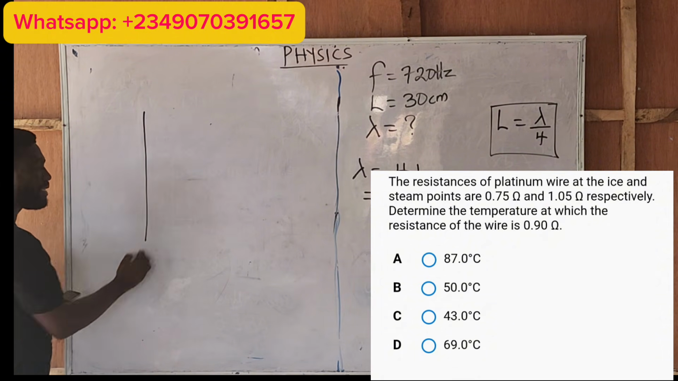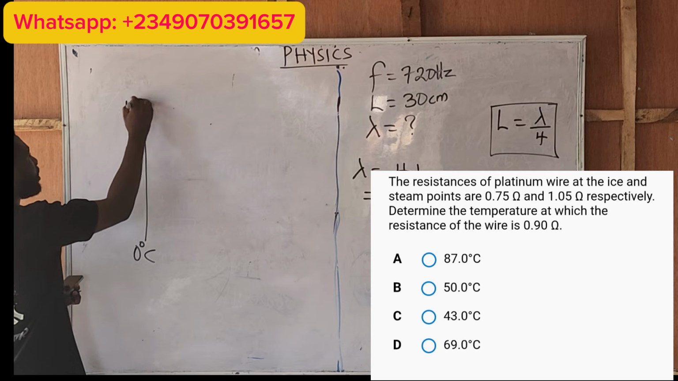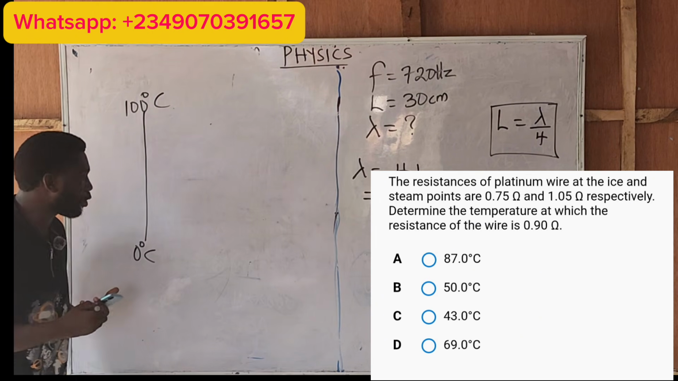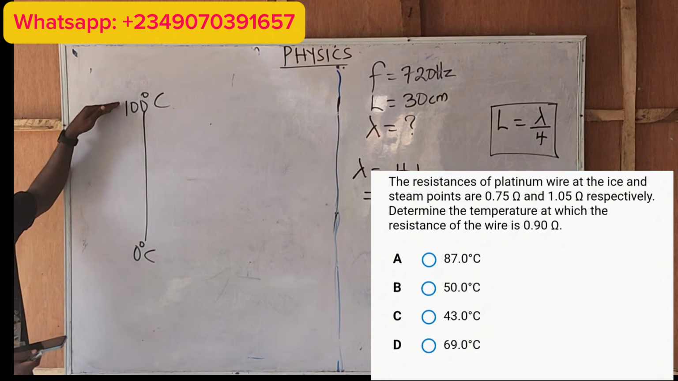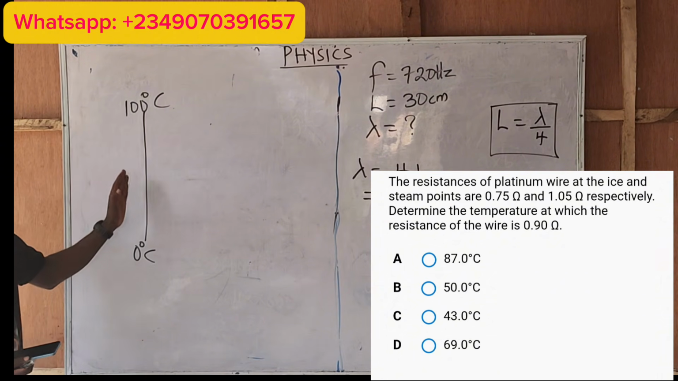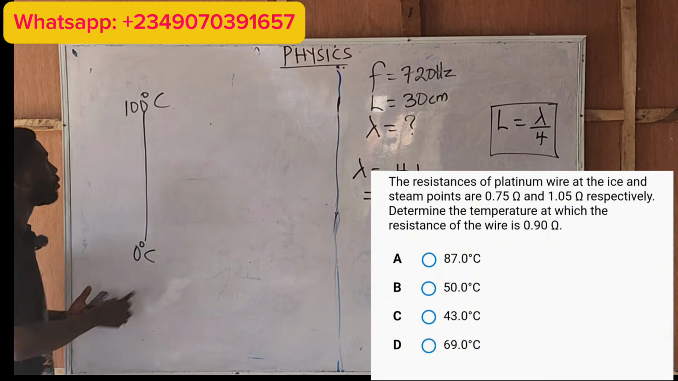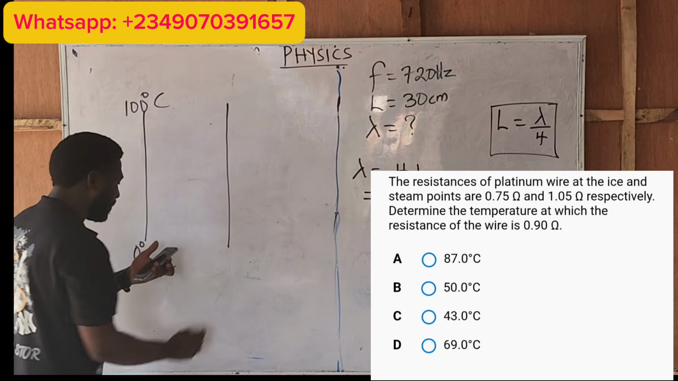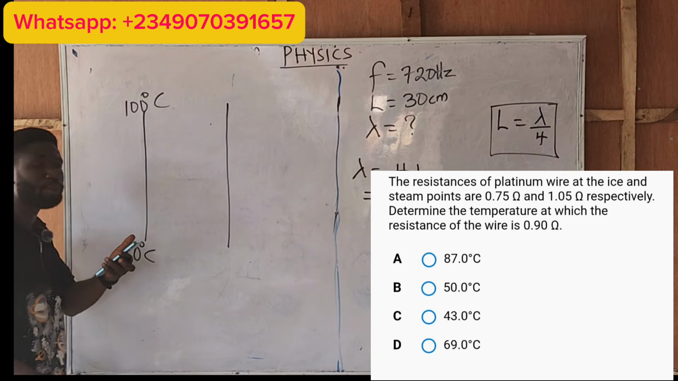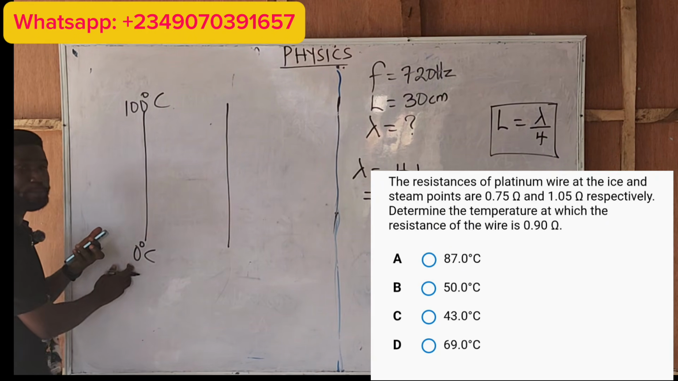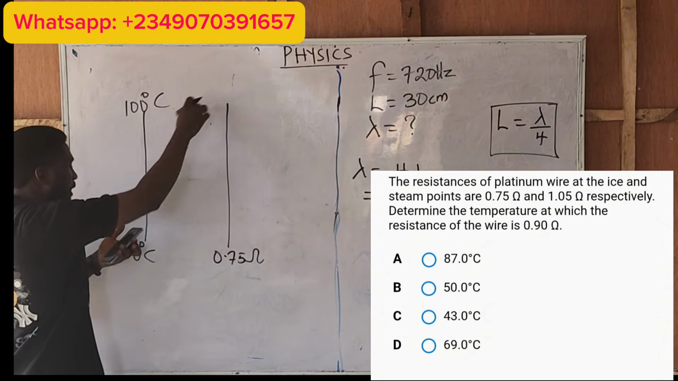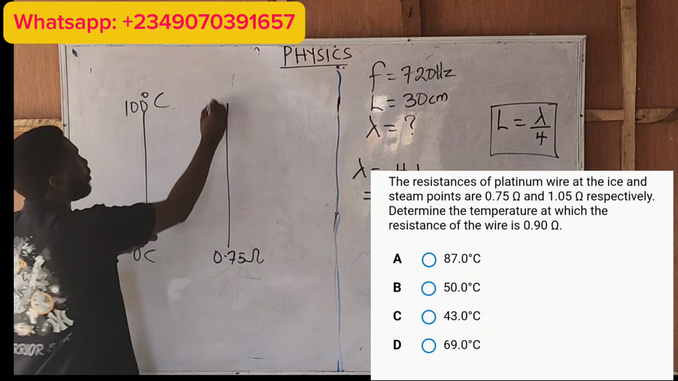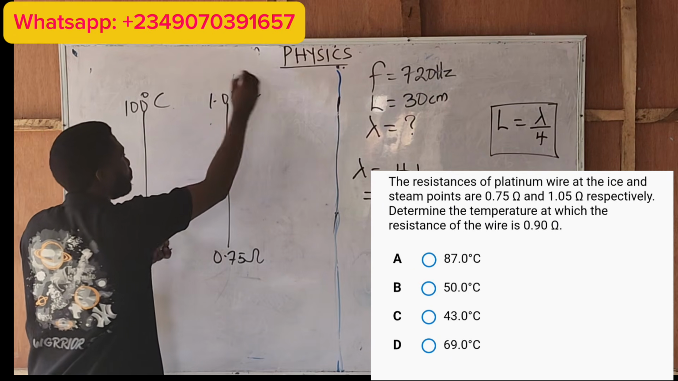So which has its ice point to be 0 degrees Celsius and the steam point to be 100 degrees Celsius. We also call this the lower fixed point, and then here the upper fixed point. So comparing this now to that of the resistance, we are being told that the value happens to be 0.75 ohms at the ice point. Here is 0.75 ohms. And then for the higher fixed point, we have it to be 1.05 ohms.